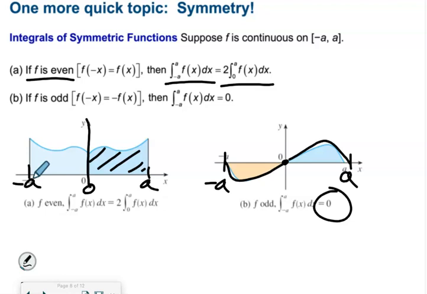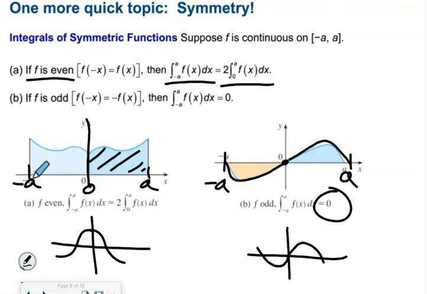Trig: cosine is even, right? Just think about cosine. Cosine looks like that. Cosine's even. Sine is odd. So if you ever have an integral, say from negative pi/2 to pi/2 of cosine, you could just do the integral from 0 to pi/2 and double it. If you have negative pi/2 to pi/2 of sine, you know it's 0 and you're done.